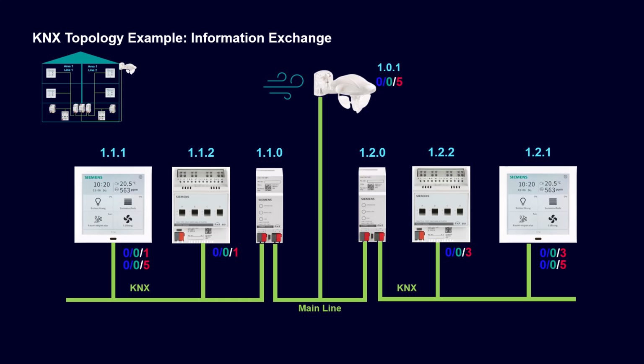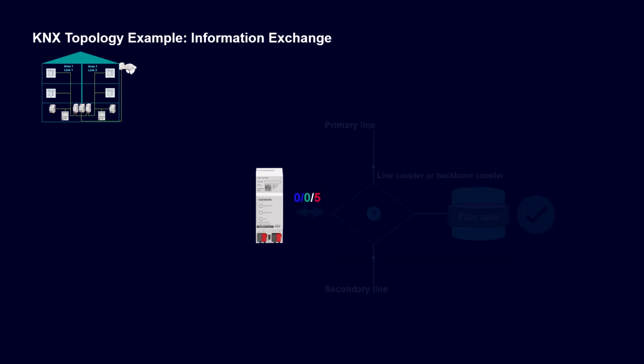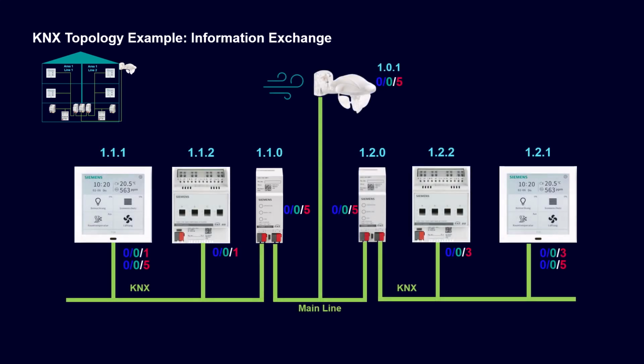In our example, the group address 005 is now sent via the main line to both couplers. Both now check whether the group address is listed in their filter table. Since this group address is linked both at the weather station and in the respective lines, the group address is forwarded through the couplers and automatically entered in the corresponding filter tables and forwarded to the operating and display devices.